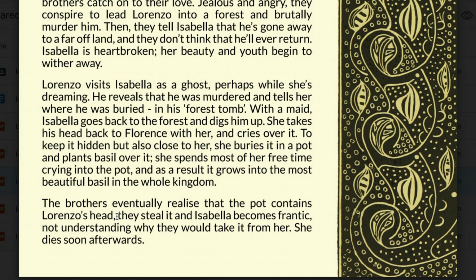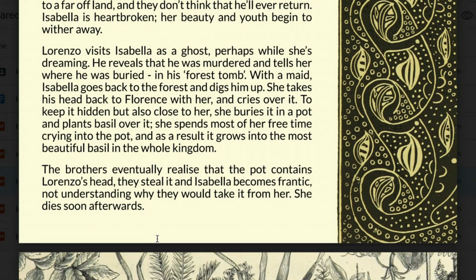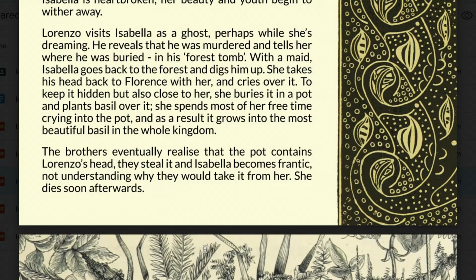Isabella has a feeling that Lorenzo is murdered or something's gone wrong. So he reveals to her in his spirit form that he was buried in a forest tomb. So Isabella gets very panicked and stressed. She gets a maid and they go to the forest and they dig him up. And there's a really quite drawn out, very, very nice, I think, scene, quite gothic and dark, where she's digging up the grave and her hair's like a curtain falling over her face, and it's all very dramatic. Yeah, and quite intense.